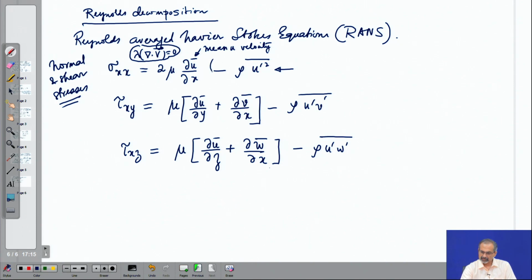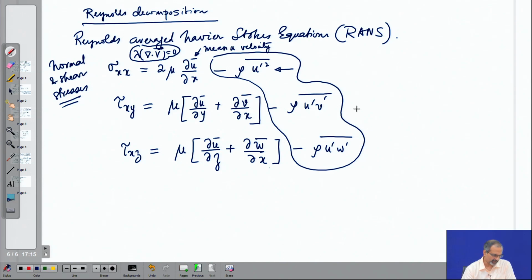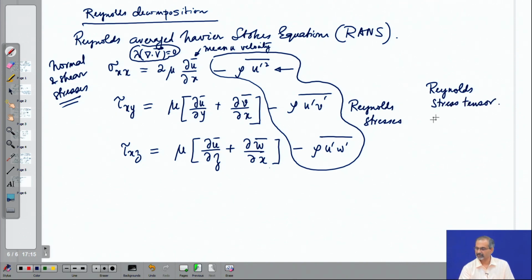So, these are the additional terms in the stress equations, and this is what is called the Reynolds stress. If you put these stresses together in the form of a matrix, we call that the so-called Reynolds stress tensor. It has a 3 by 3 structure. You can try to explore that on your own.